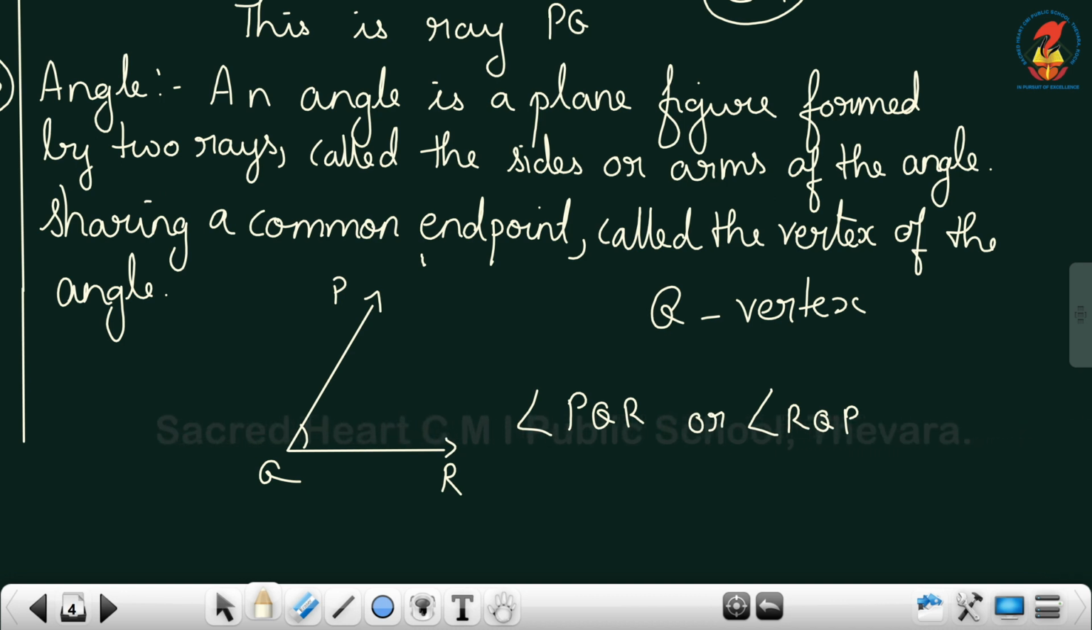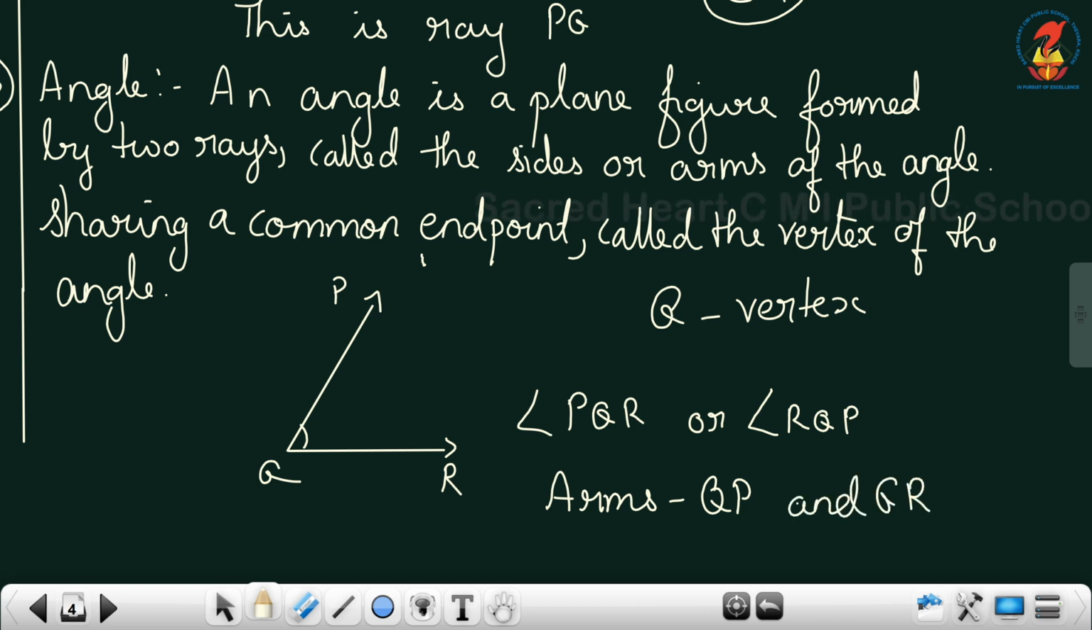So what is an angle? An angle is a plane figure formed by two rays. When two rays are joined together, there forms an angle. These are called the sides or arms of the angle. Which are the arms? One is QP, another one is QR. These are the arms of the angle.